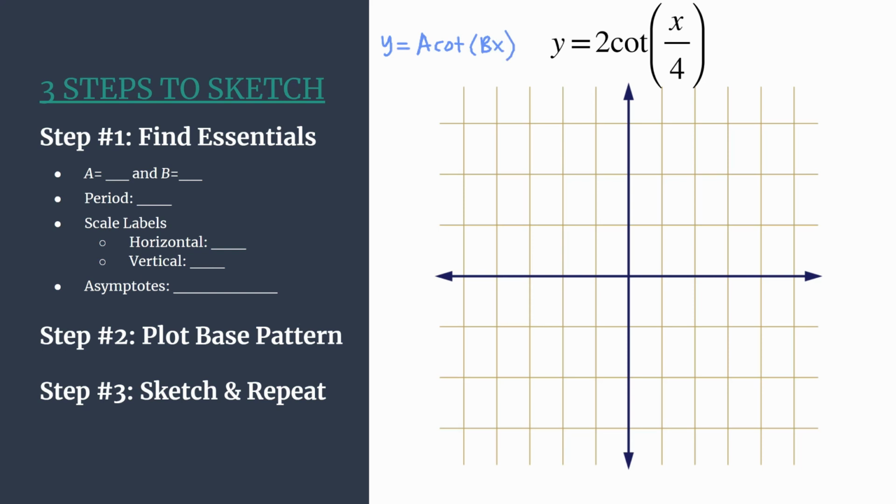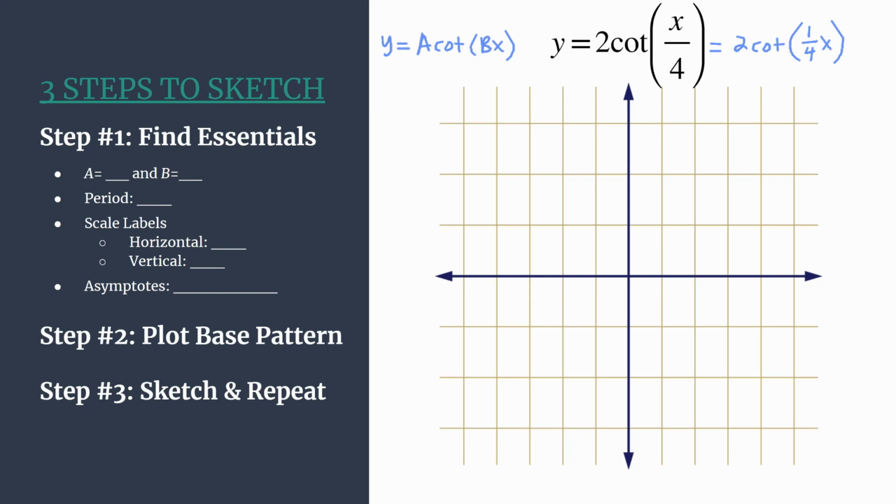If you want to rewrite this equation so that the b term is clearly separated from the x, that may help you. So we would write it as 2 cotangent of 1/4 x. You may not need to do that, but just a helpful tip. So let's dive right into step 1.